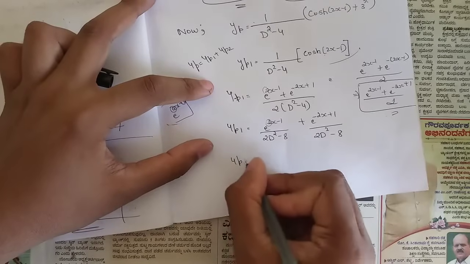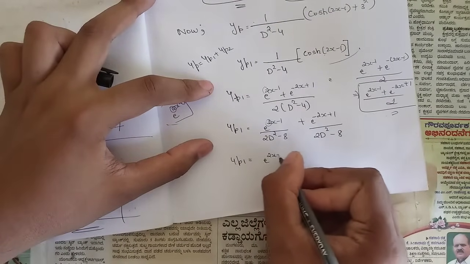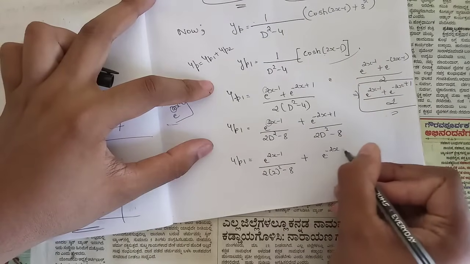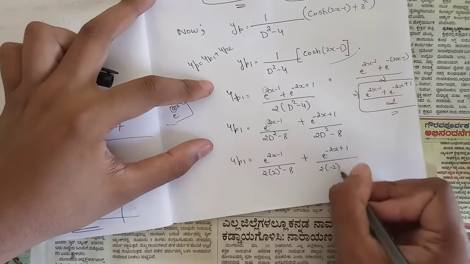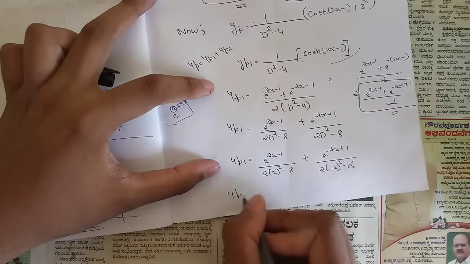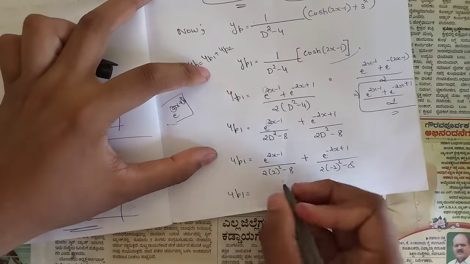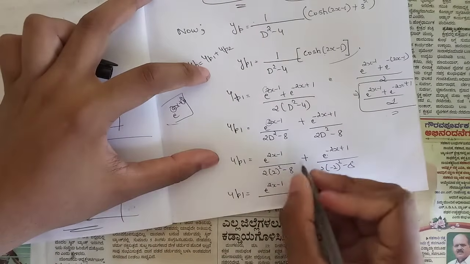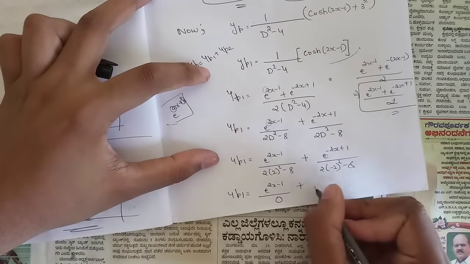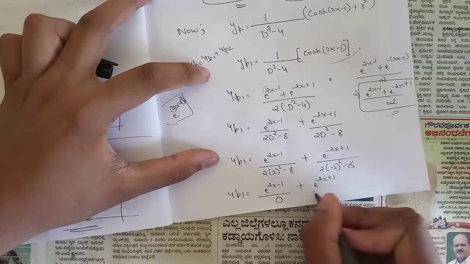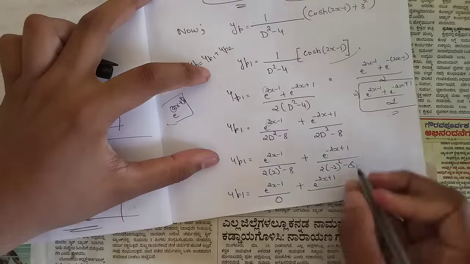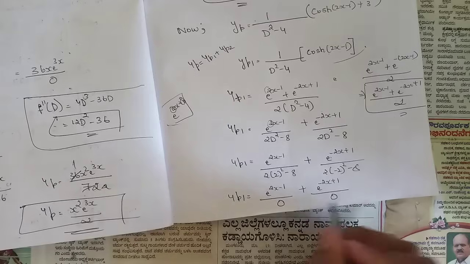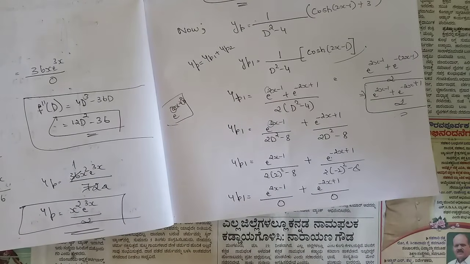So now yp1 would be looking like e to the power 2x minus 1 divided by 2 into 2 square minus 8, plus e to the power minus 2x plus 1 divided by 2 into minus 2 whole square minus 8. So yp1 would be looking like e to the power 2x minus 1 divided by, 2 square is 4, right? So 2 fours are 8, 8 minus 8 is 0, plus e to the power minus 2x plus 1 divided by minus 2 the whole square. Again it is 4 and 2 fours are 8, 8 minus 8 is 0. So here we can see that in both the cases the value of f of D is 0.